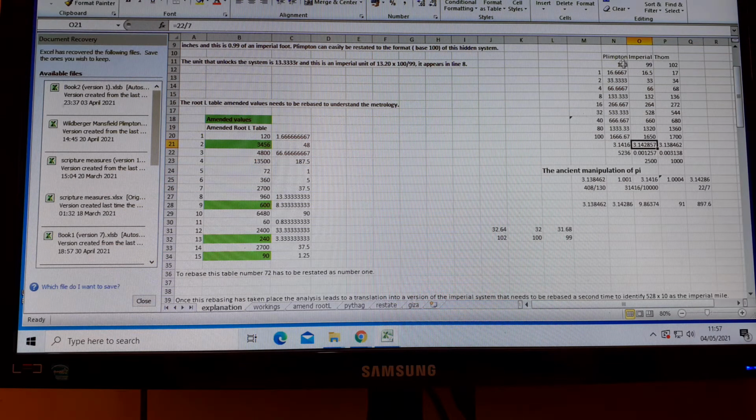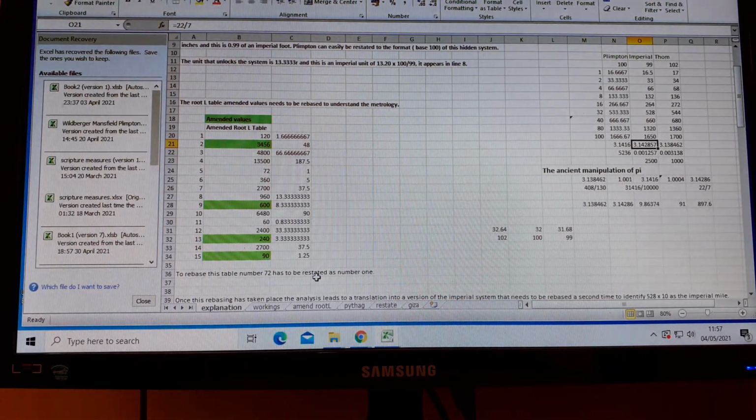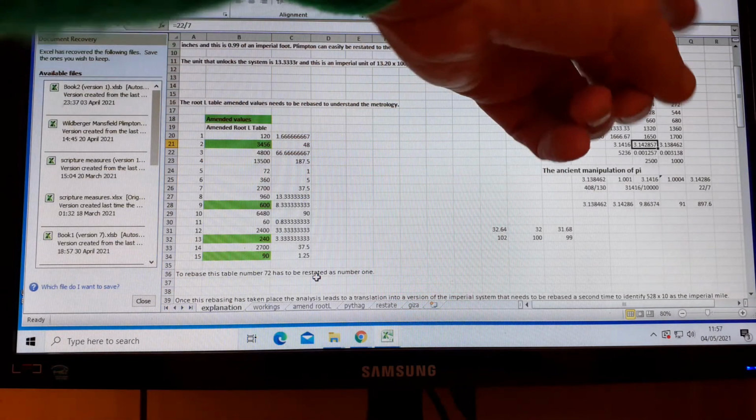So we've got 100 is the Plimpton 322 base system here, and it's produced by this column, simply by dividing all these by 72. This is the original amended table that Mansfield and Wildberger are working with. And we can amend it here.